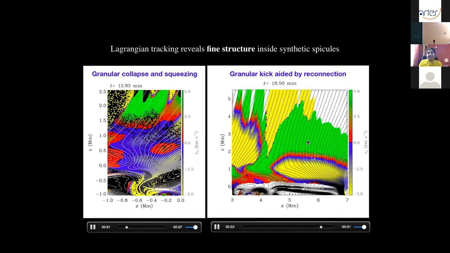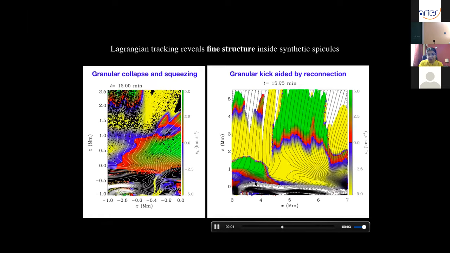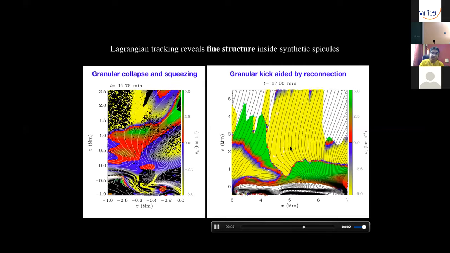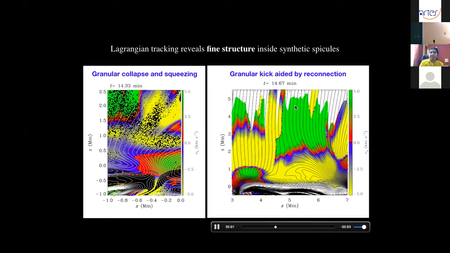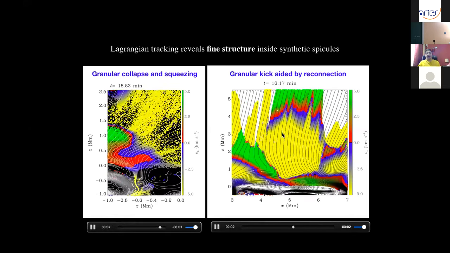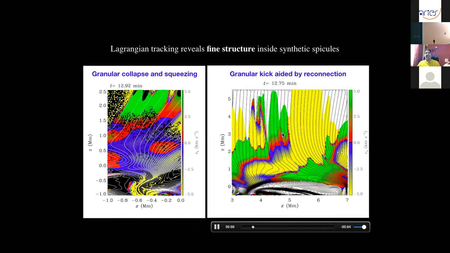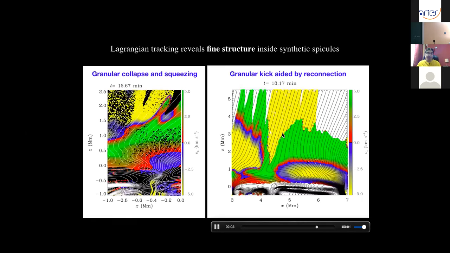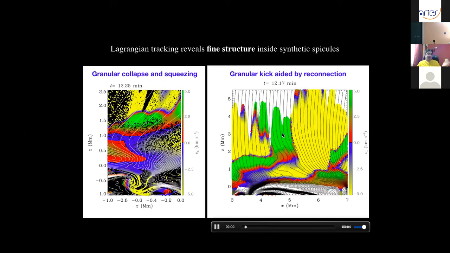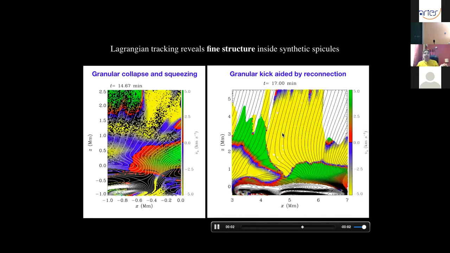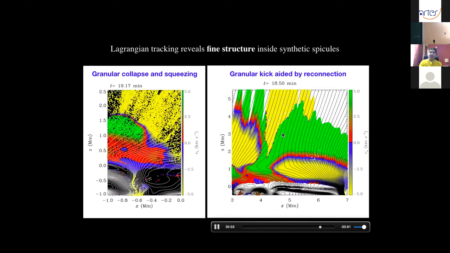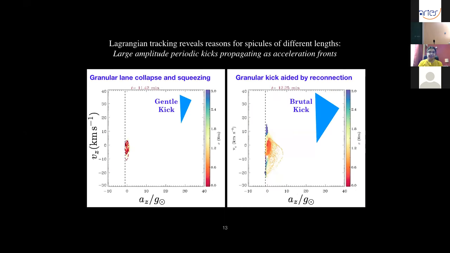Whereas on the right-hand side, you see this is a granule, if you can see my mouse here. And on the top of a granule, the granule is going up and down, kicking this plasma up, which is green in color, and it is shooting up. So there are these two different mechanisms, far apart in this spectrum of the height distribution, one which is causing spicules which are shorter, with gentler kicks, and one which may give more brutal kicks, right? So this also reveals the fine structure inside these sympathetic spicules.